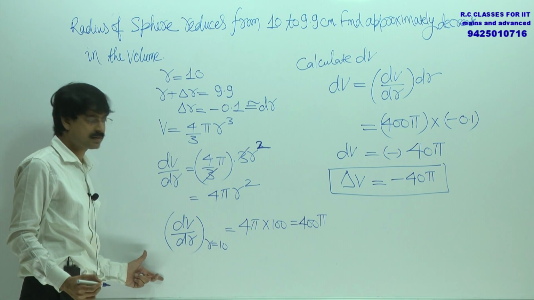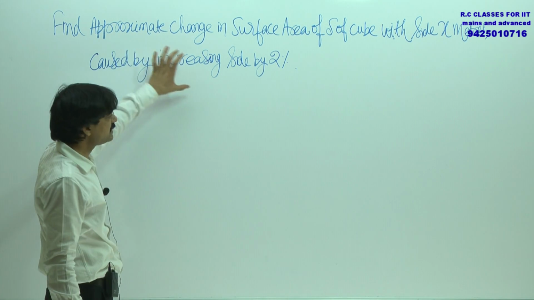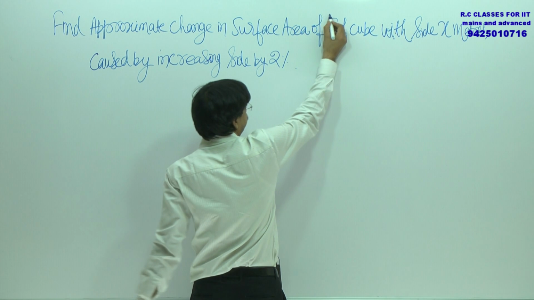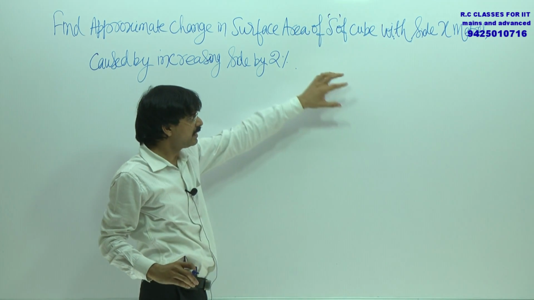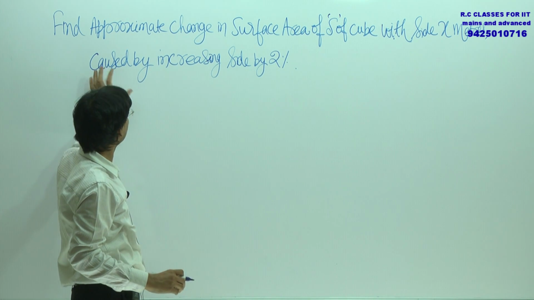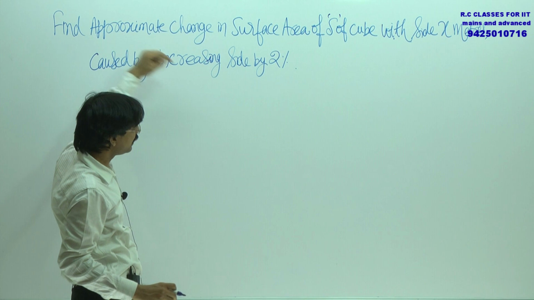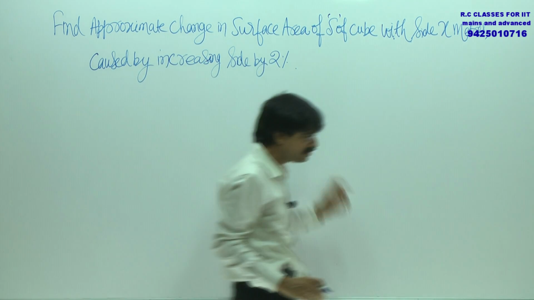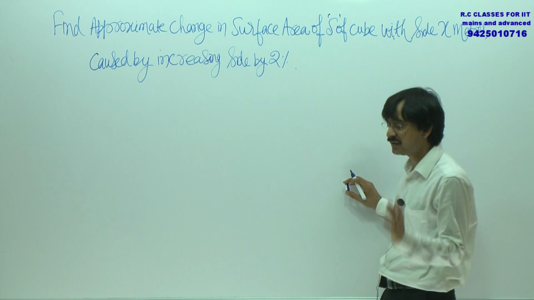These are the steps. Now the question is, you have to find out the approximate change in the surface area S of a cube. And what type of cube? Cube with side x meters, and the change in that surface area S of the cube is caused by increasing the side by 2%. When its side is increased by 2%, what is the approximate change in the surface area?